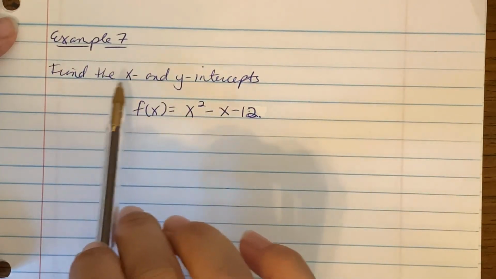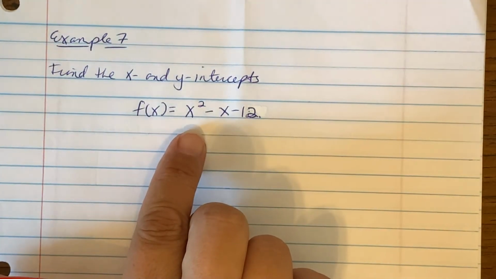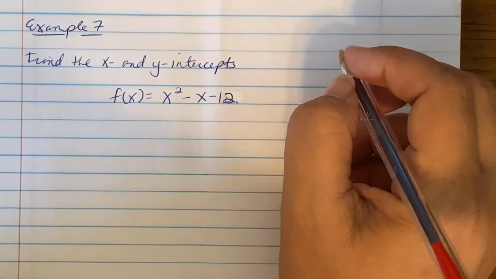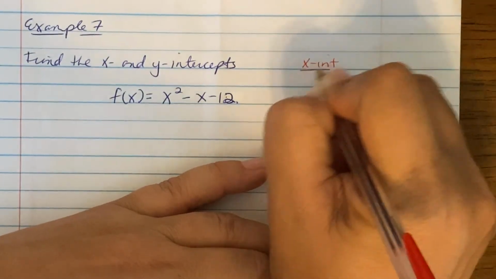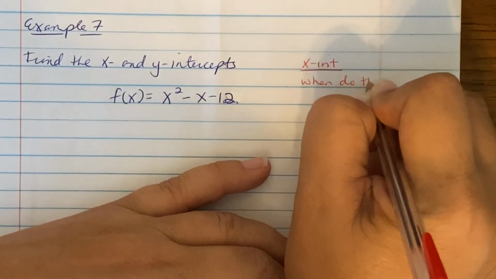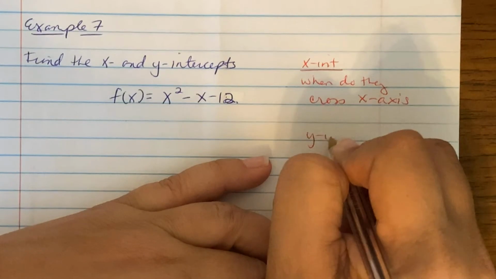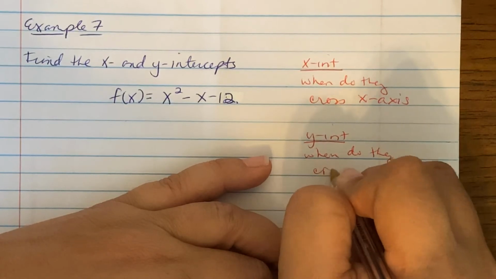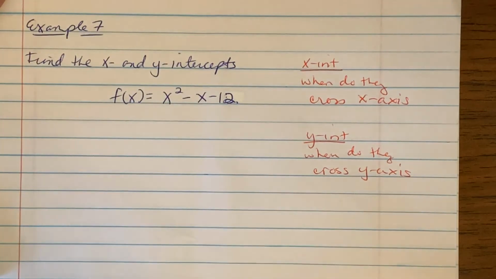Example 7 says, find the x and y intercepts. So they gave the problem 4x equals x squared minus x minus 12. So x and y intercepts. Before, when we were doing systems of linear equations or just linear equations, remember x intercepts are when do they cross the x-axis. And your y-intercept is when does it cross the y-axis. So we are going to work with our y-intercept first, since it's actually the faster one to find.